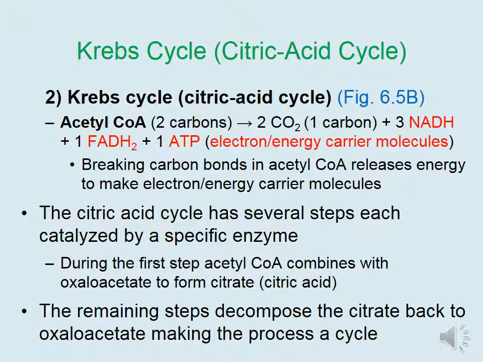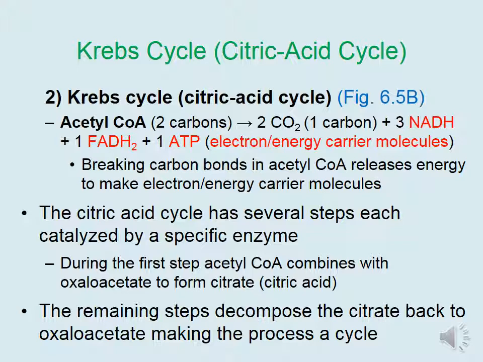During the Krebs cycle overall, acetyl CoA, which has 2 carbons, is broken down further into 2 carbon dioxide molecules with 1 carbon each, and breaking the carbon bonds in acetyl CoA releases energy needed to make the electron carrier molecules NADH and FADH2, as well as the energy carrier molecule ATP.